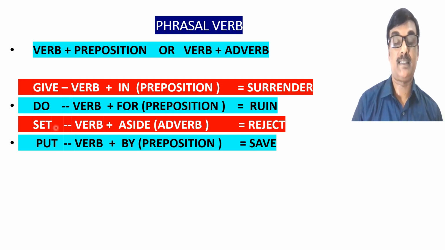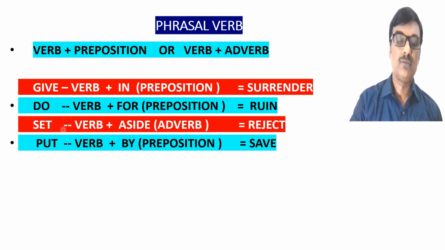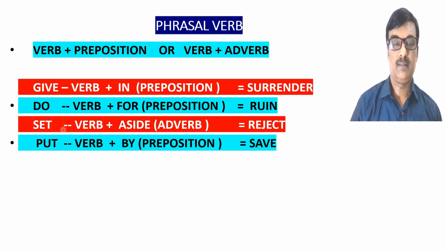So next comes set. Set is another verb, and with this aside. Aside is an adverb. Aside is used both as adverb and preposition. Anyway, if we take it as an adverb, so set aside. Set means to keep something somewhere, or to attach or fix. And aside means by my side, or this way or that way, this side. So when aside is joined to set, it becomes a phrasal verb, set aside, and the meaning becomes reject.